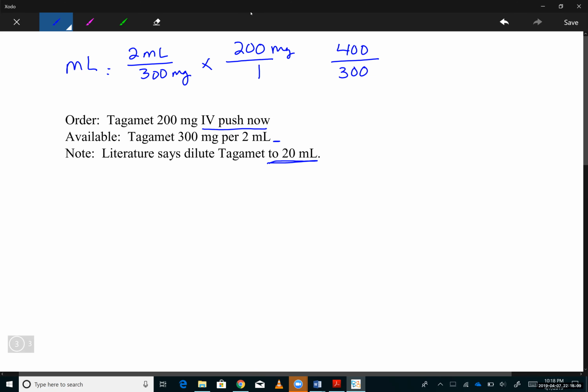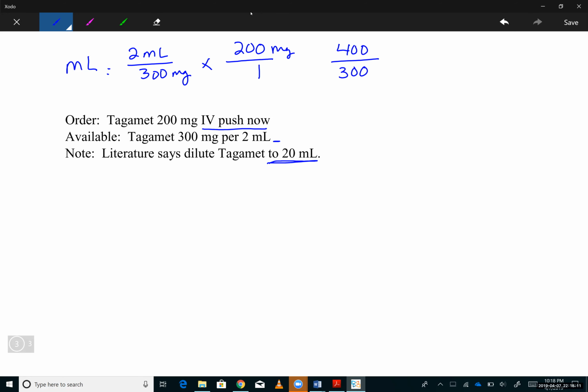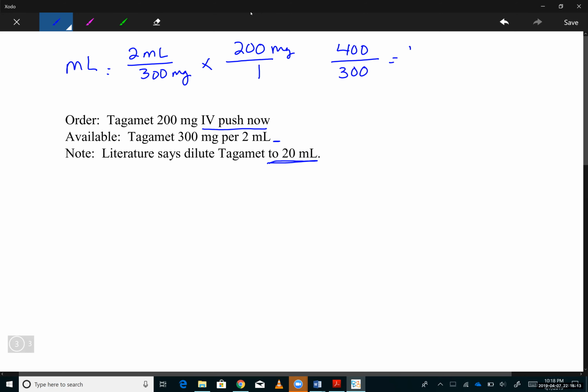When you divide 400 by 300, you get an answer of 1.3333, whole lot of threes. You want to round to the nearest tenth. So we look at this number right here because it is less than 5. We do not round up, and our answer would be 1.3 milliliters of the medication.